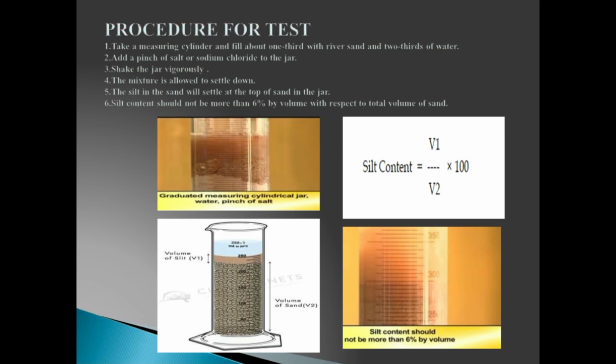The volume of silt is recorded as V1 and the volume of sand is recorded as V2. The percentage of silt content can be found as the percentage ratio of the volume of silt to the volume of sand. Silt content should not be more than 6% by volume with respect to the total volume of sand.